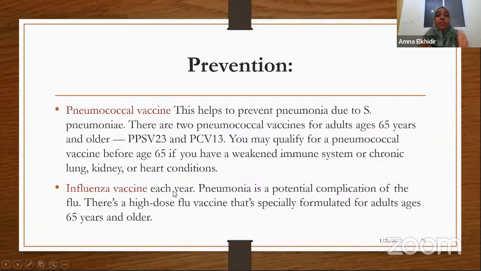Also, the elderly population needs an influenza vaccine yearly. Pneumonia is a potential complication of flu. So if an elderly patient develops flu, it's a risk factor for developing pneumonia. There is a high dose flu vaccine that is especially formulated for adults aged 65 or older.